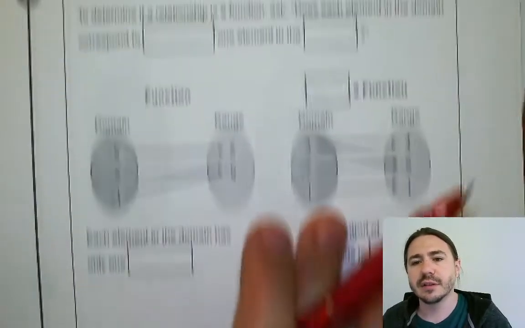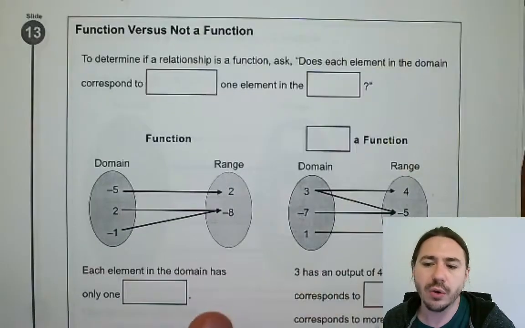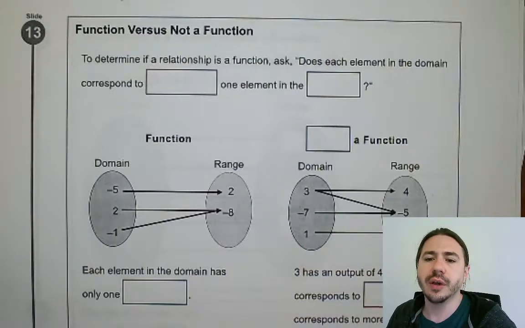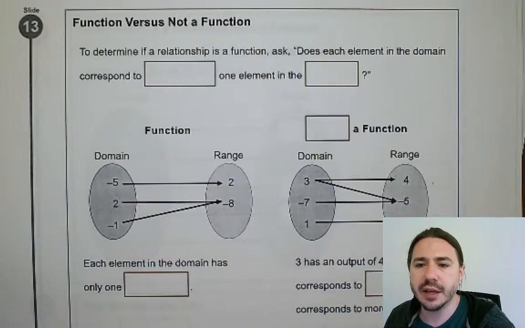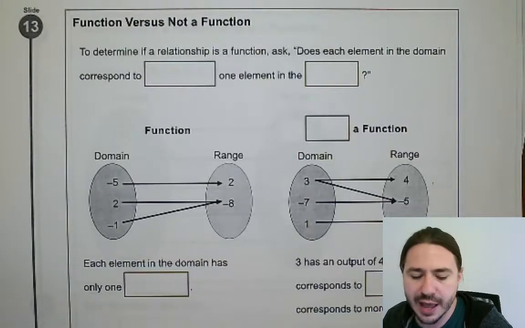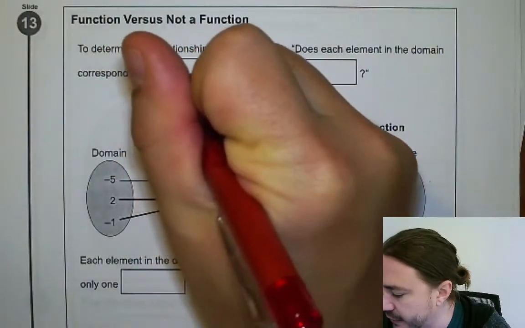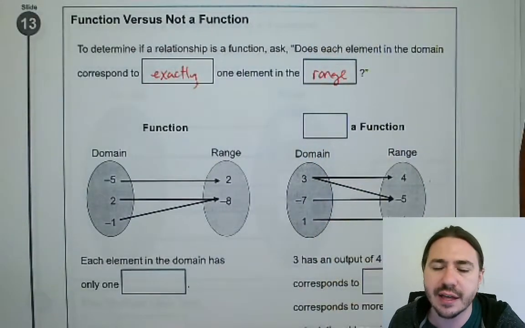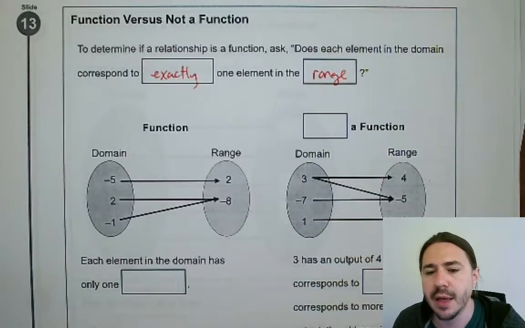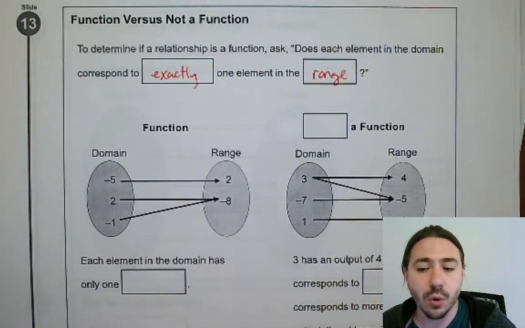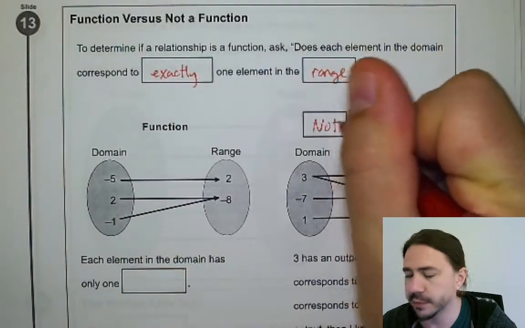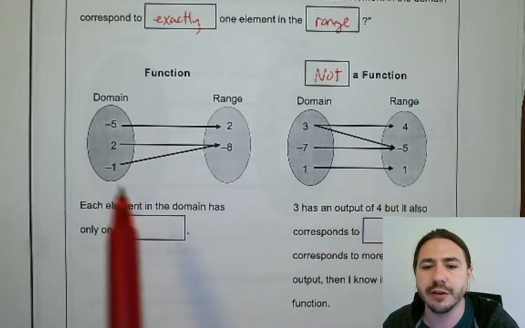But let's talk about how we tell at a glance whether or not something's a function. So in order for it to be a function, again, each element in the domain has to correspond to exactly one element in the range. Each input has to have exactly one output. So that's the only question you're trying to answer if you're trying to determine whether or not it's a function. Okay, so this is an example of a function.